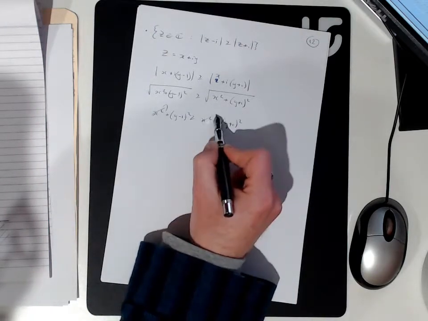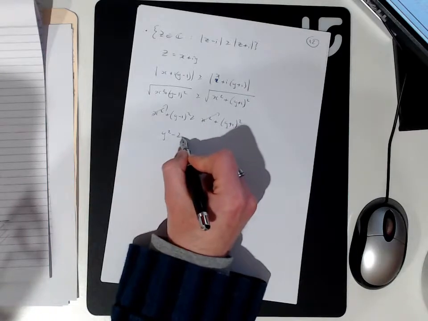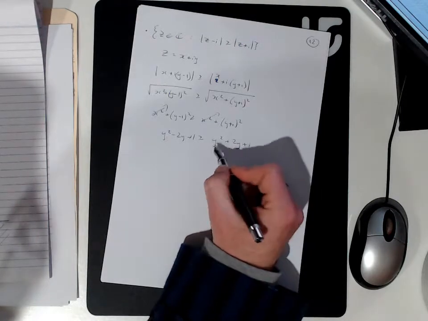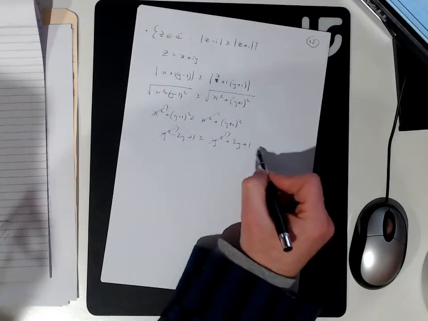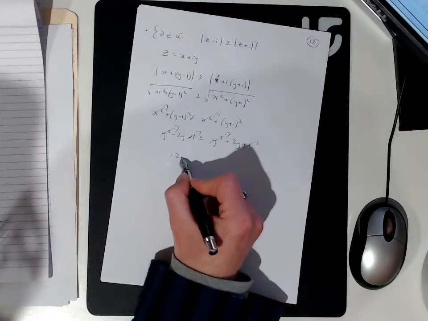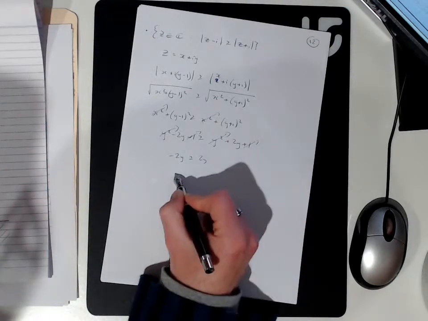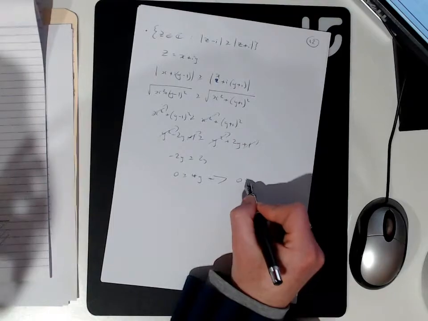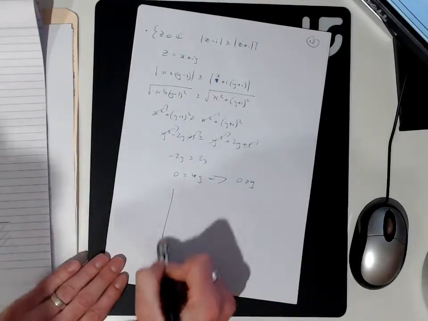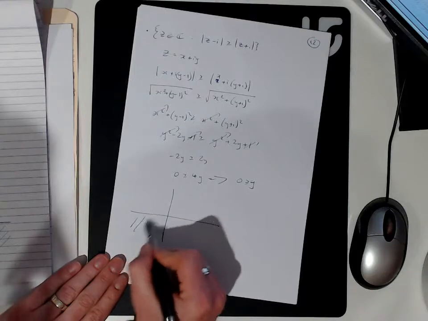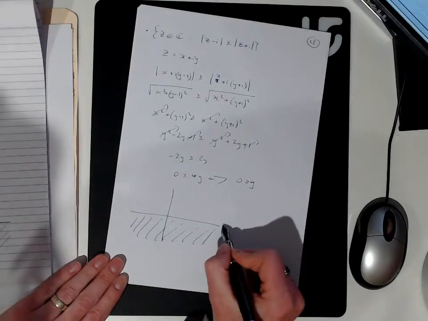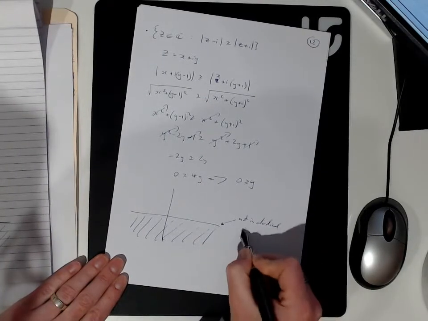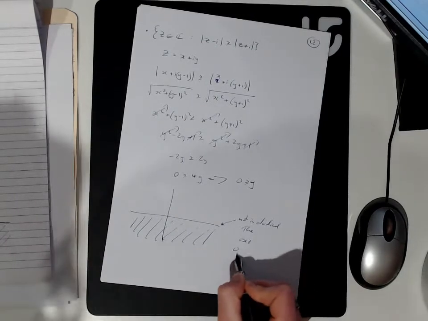The x squareds cancel. Expand these things out. y squared minus 2y plus 1 is greater than or equal to y squared plus 2y plus 1. So the y squareds cancel, as do the plus 1. Minus 2y is greater than or equal to 2y. So 0 has to be greater than or equal to 4y, which implies that 0 is greater than or equal to y. So this is everything in there, not including the axis. And of course this is open.